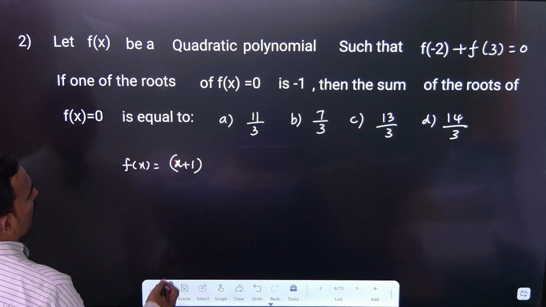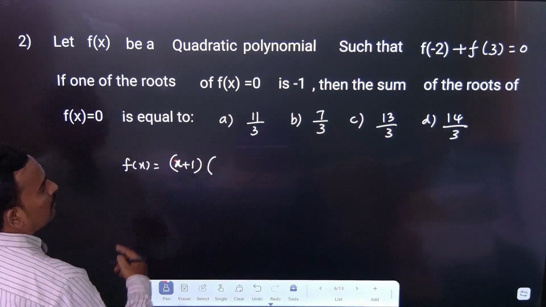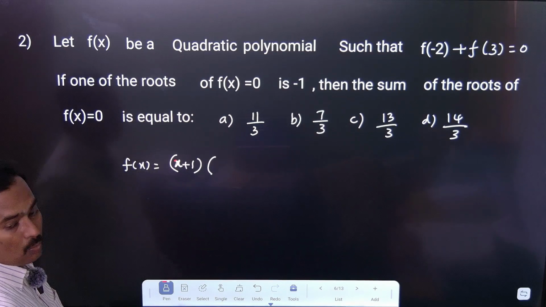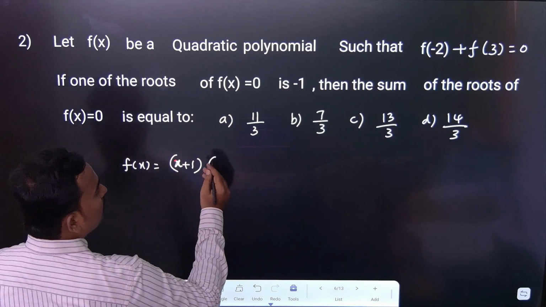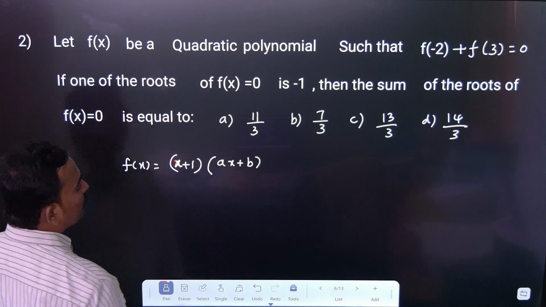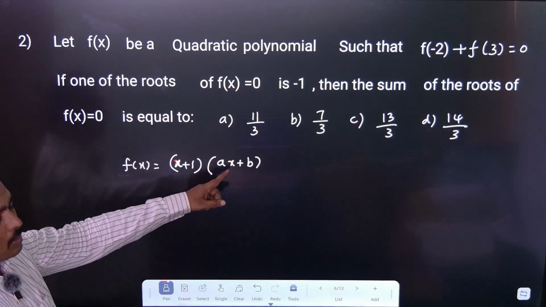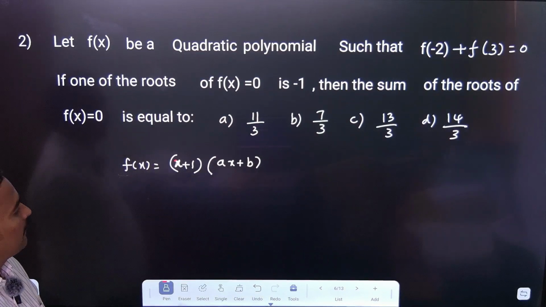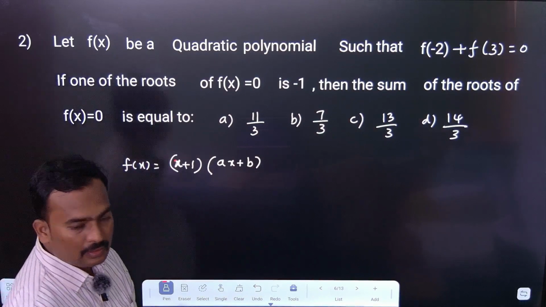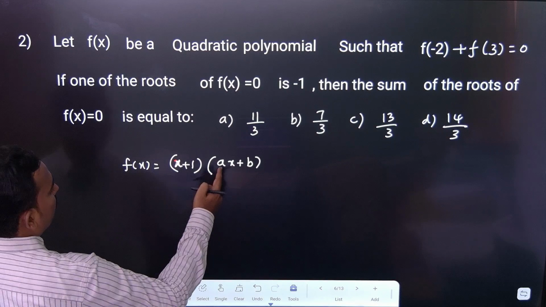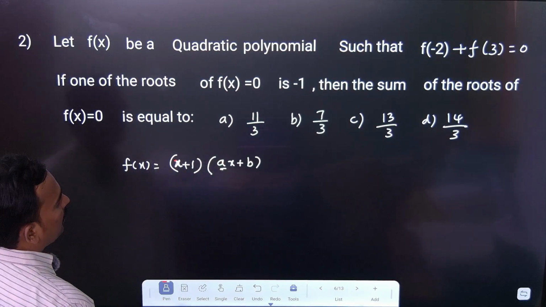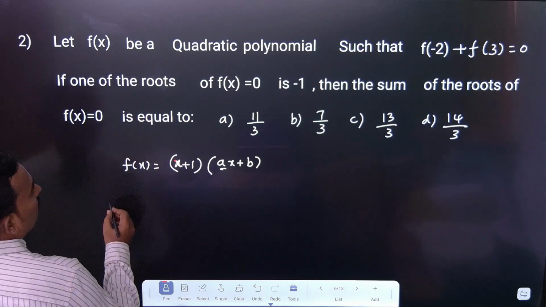Another root, we don't have any idea about. So for that, we have to take a linear factor for the other root. That means x is minus b by a, another root you can take. If you multiply, you will get a quadratic polynomial. Here a is the leading coefficient, so no need to put k here. Then you can apply the given conditions.